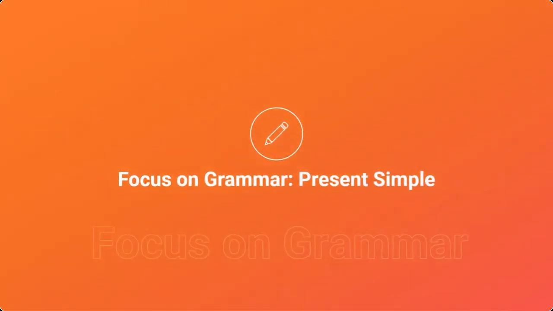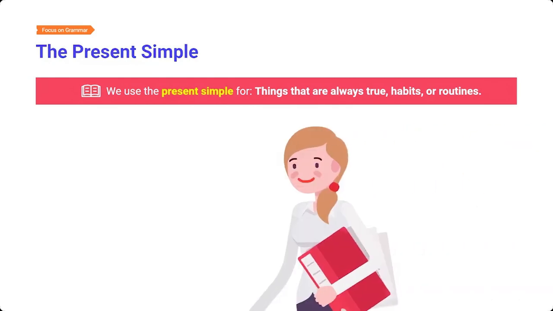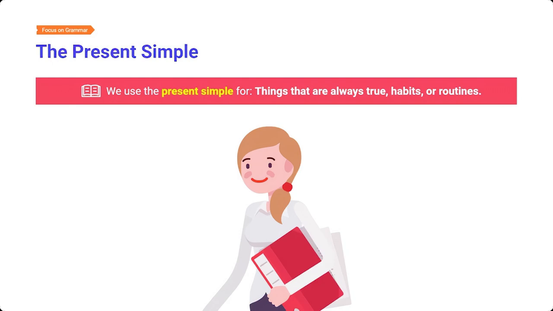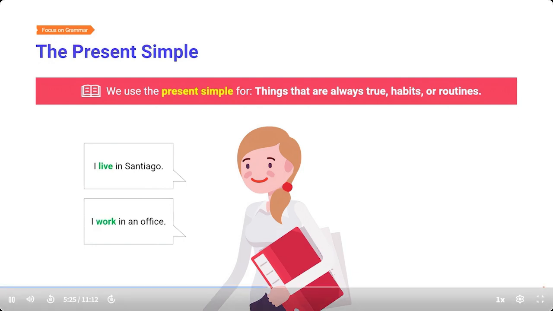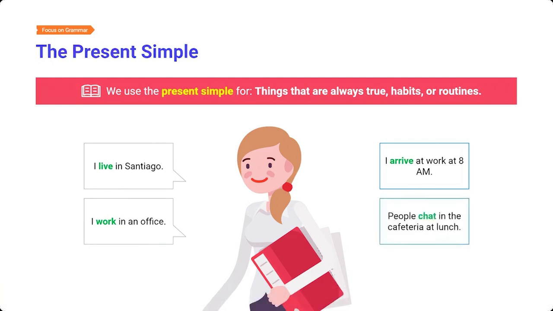Focus on grammar. Present simple. Let's look at the present simple tense. Everything you see and hear in this lesson is in the present simple. We use the present simple for things that are always true: I live in Santiago. I work in an office. And for habits and routines: I arrive to work at 8 a.m. People chat in the cafeteria at lunch.